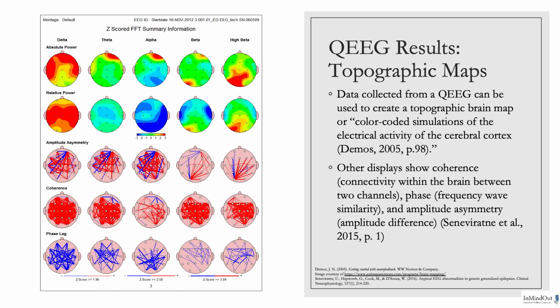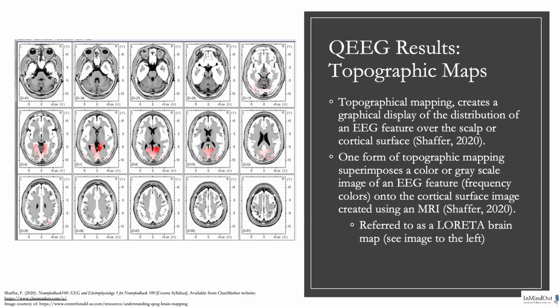So now we see these color-coded head maps. And again, we have absolute power, relative power, and this, again, is from NeuroGuide. And amplitude asymmetry, coherence, phase lag. And again, if we see that the colors match a -3 to +3, that is normally what is depicted when we have Z-scores. And of course, up here we see Z-score FFT summary information. So again, this data is all good data. However, we have to make sure that it matches our EEG.